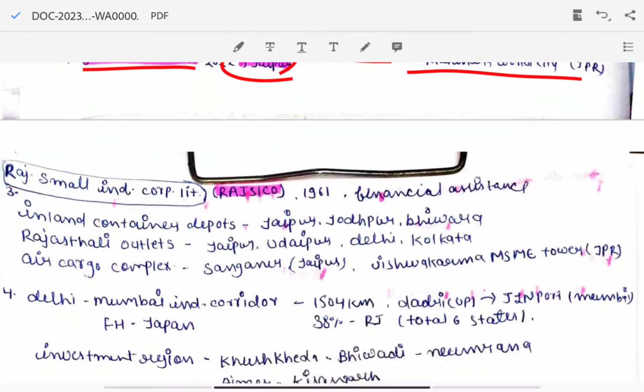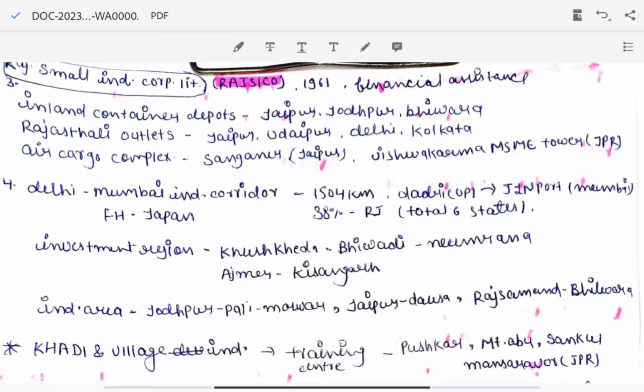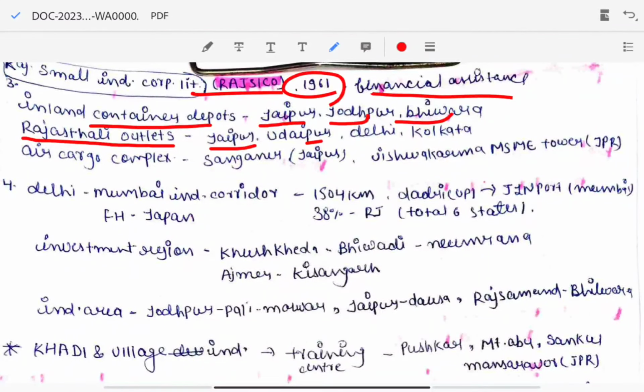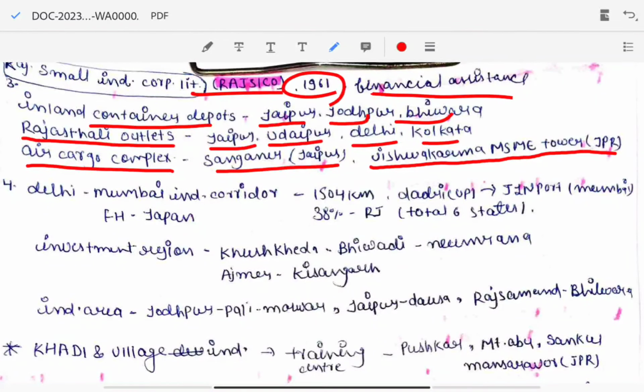Then we have Rajasthan Small Industry Corporation Limited, that is RajSICO. It was established in 1961 for financial assistance. Under it many things are developed, such as inland container depots. They will be in Jaipur, Jodhpur, Bhilwara. Then Rajasthali outlets in Jaipur, Udaipur, Delhi, Kolkata. Then air cargo complex, obviously it will be in Sanganer, Jaipur. And then Vishwakarma MSME tower in Jaipur. This was in this year's budget.